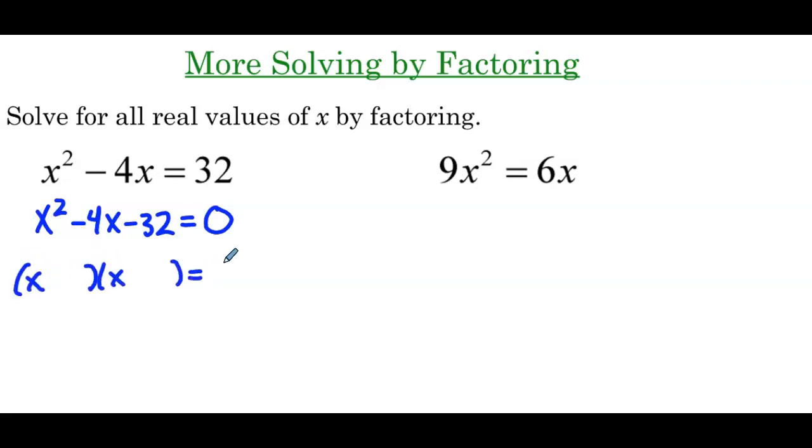So we need factors of negative 32 that add to negative 4. So negative 8 and positive 4. So now we have two factors whose product is equal to 0. Now we can use the zero product property, which says at least one of these factors has to be 0. We're confident in that. There's no questioning that.